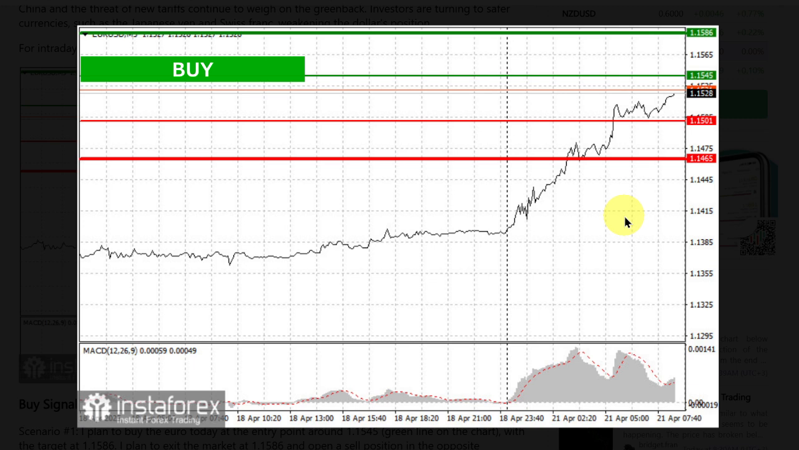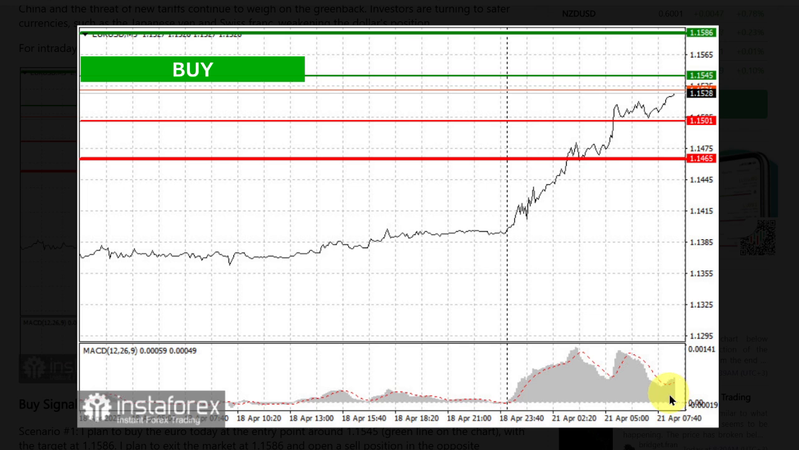You could plan to buy the euro today at the entry point around 1.1545, with target at 1.1586. You could plan to exit the market at 1.1586 and open a sell position in the opposite direction, aiming for a 30-35 pip reversal. This setup assumes continued upward momentum in the first half of the day. Before buying, ensure that the MACD line is above the zero line and starting to rise from it.